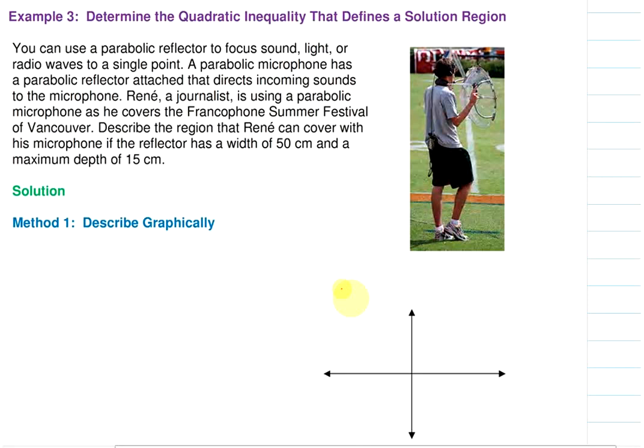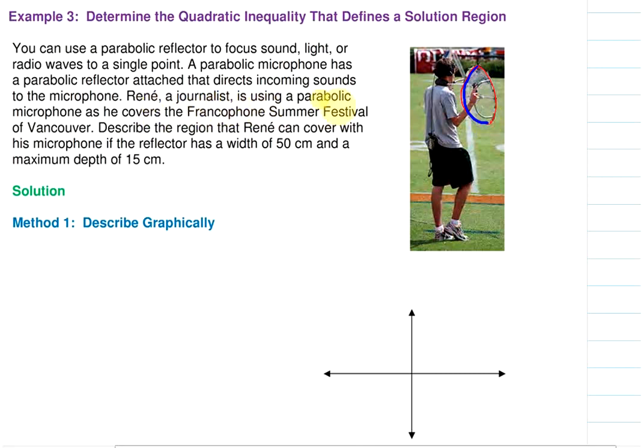A parabolic microphone has a parabolic reflector attached that directs incoming sounds to the microphone. So there's one over here in the picture. If you have a look at it, you can see that it has a parabolic shape. So this part here is the parabola right there.